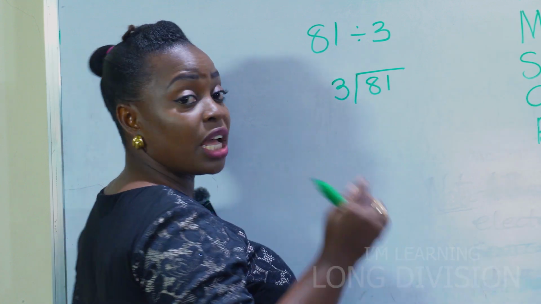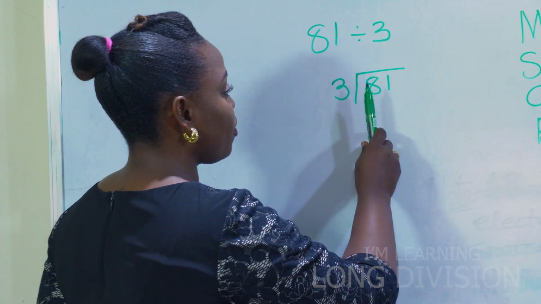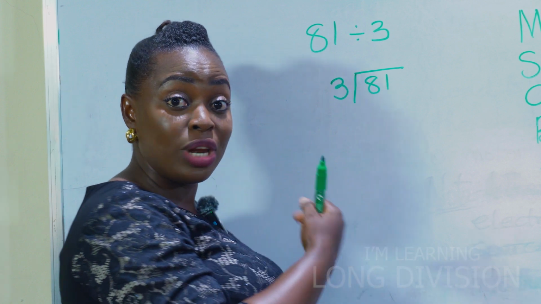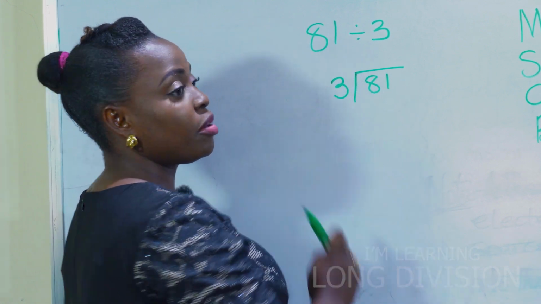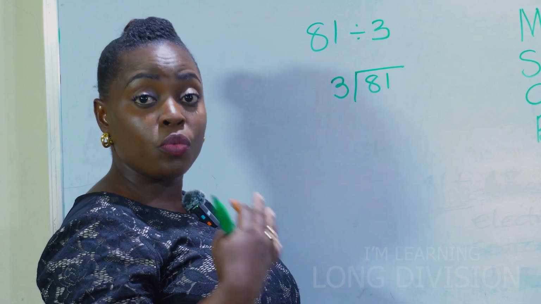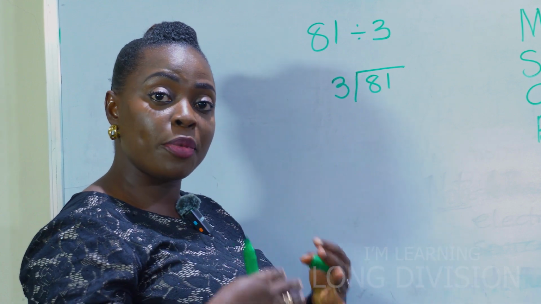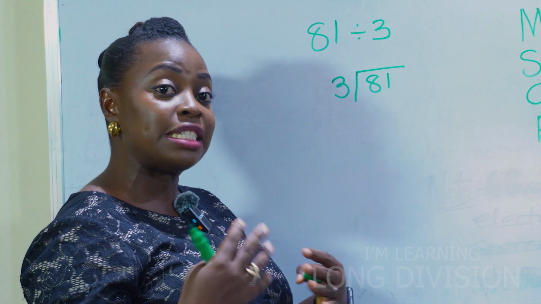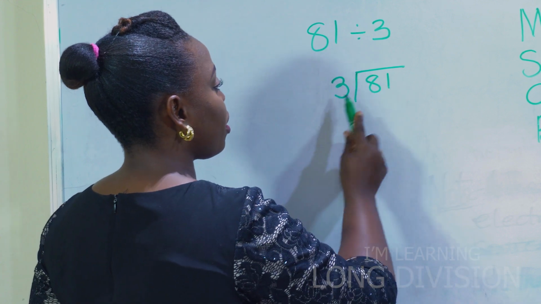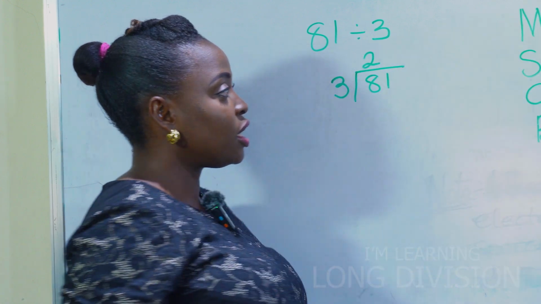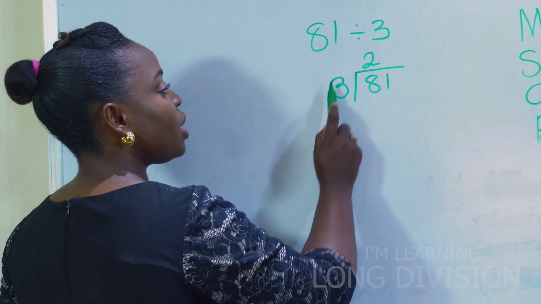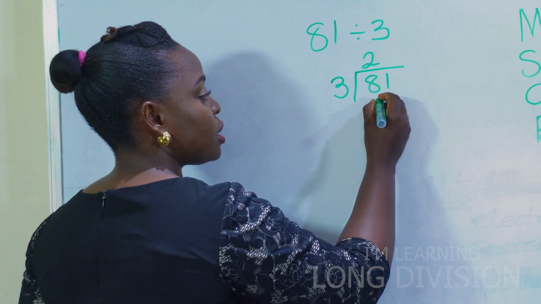We divide first. And in long division, you always start with the first number on your left. So let's start with the first number. 8 divided by 3. How many times would you find 3 in 8? Or how many groups of 3s can you find in 8? So 8 divided by 3 is 2. So we've done division. Now we'll multiply. 3 times 2 is 6.